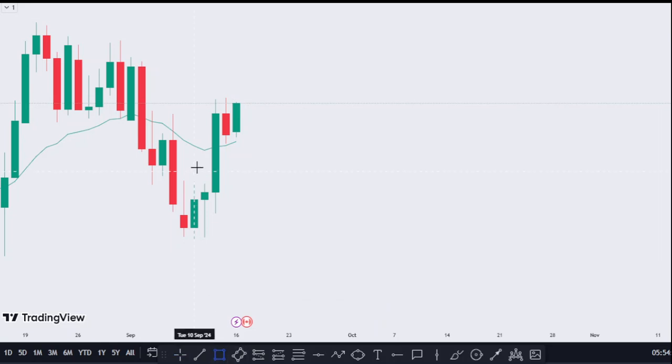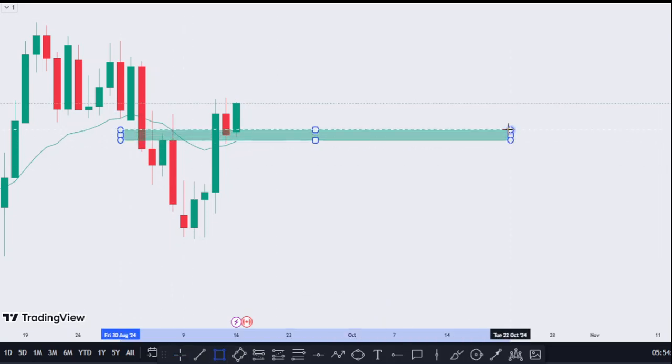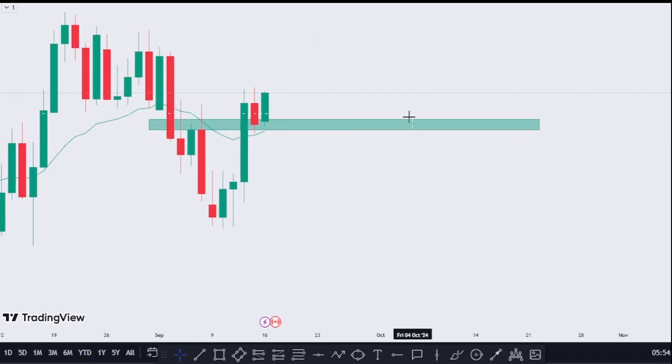And what happened last week? The market broke out of this resistance zone here. Last week we had a breakout and a retest here. Now this week we are experiencing the expansion zone, the impulsive movement, whereby we're expecting this bullish sentiment to continue throughout this week.